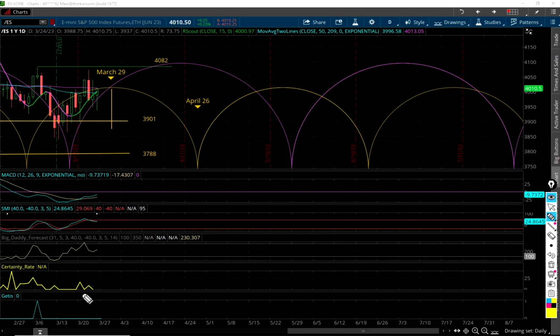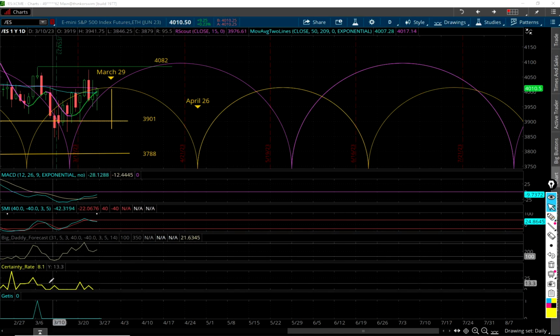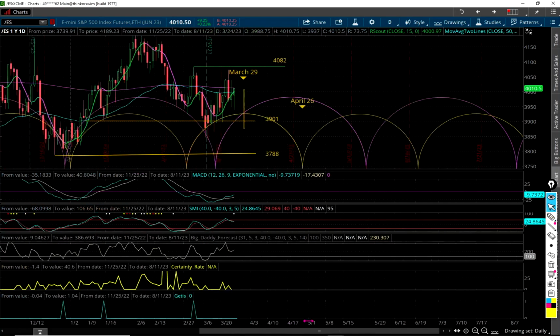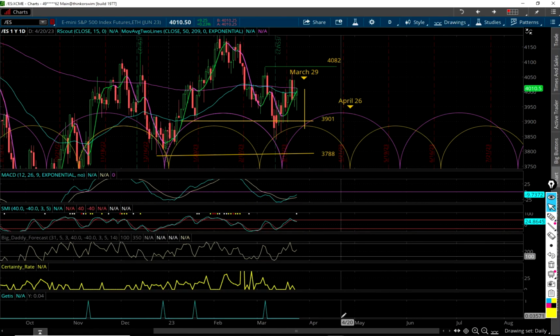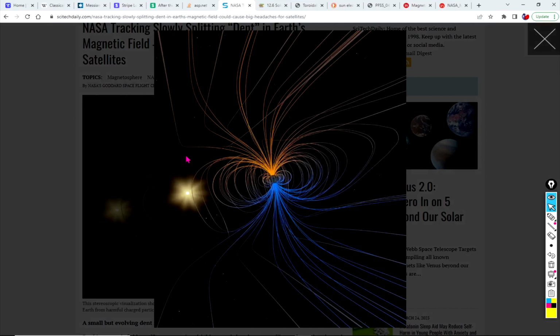All right, I'm going to finish up the video, and we're going to talk about the complexities behind this certainty rate, which I think is really going to help you get an understanding of what's going on here, okay? All right, in front of us we have a picture of NASA tracking the magnetic field. This is the magnetic fields of the Earth. This little spot in the middle is the Earth, and all these big, huge lines coming out of it are the magnetic fields of the Earth, okay?